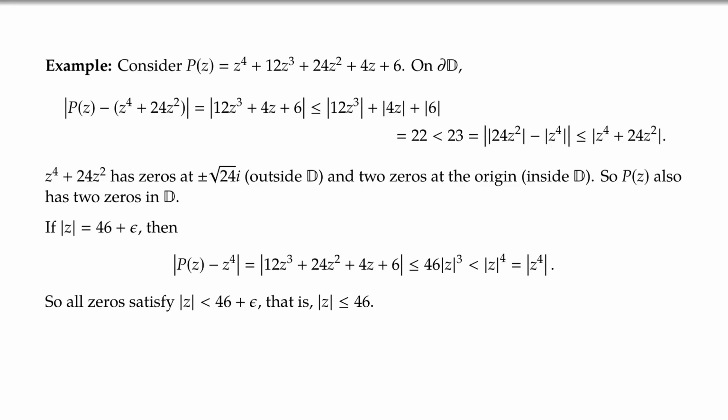Now this is actually not the ideal estimate. If you actually computed all the zeros, you'd find that none of them have modulus more than 10. But that's not the point here. The point here is to get some sort of handle on it, and we really did a very rough estimate. The better the estimate you do, the more handle on the location of these zeros you get.